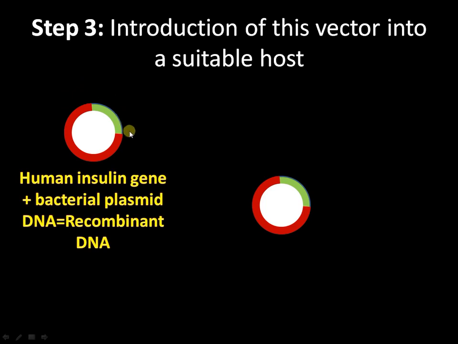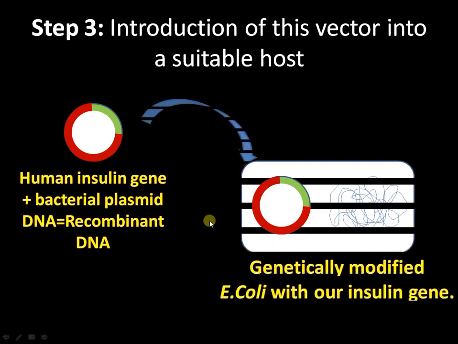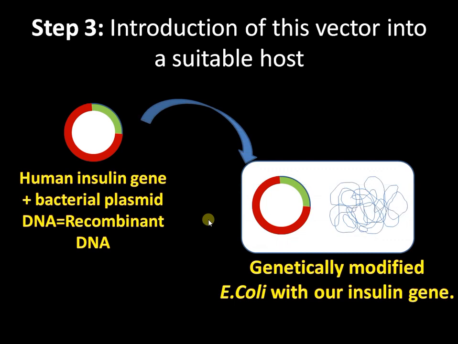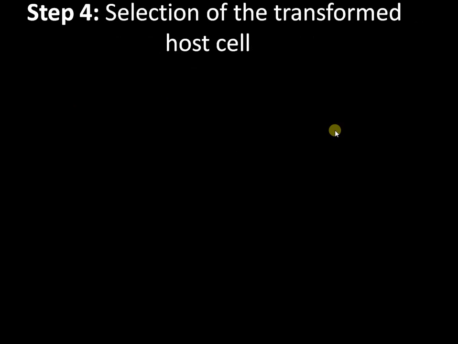So now we have our insulin gene incorporated in the vector. We need to introduce this insulin gene into a host. Most often the host is a bacterial cell, as it is simple to manipulate, and we know E. coli bacterium very well. So I have introduced my vector with my gene of interest into a bacterial cell. Now we have a genetically modified E. coli with our insulin gene inserted inside the vector. So step 3 is over. The process is called as transformation.